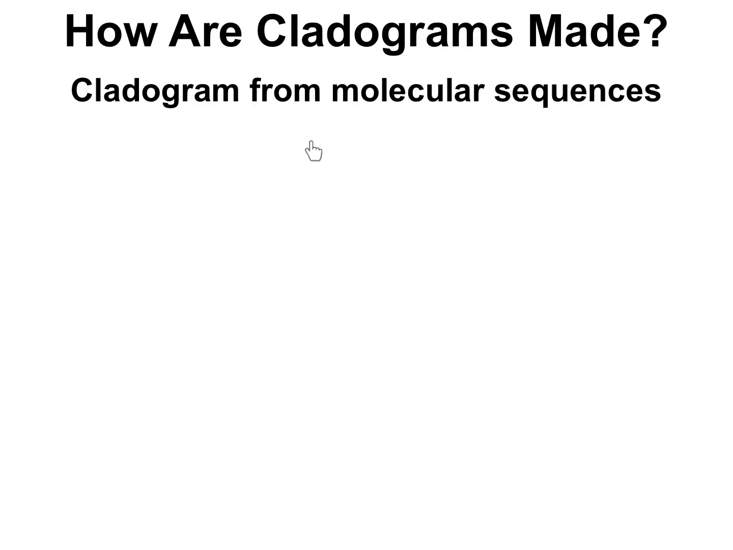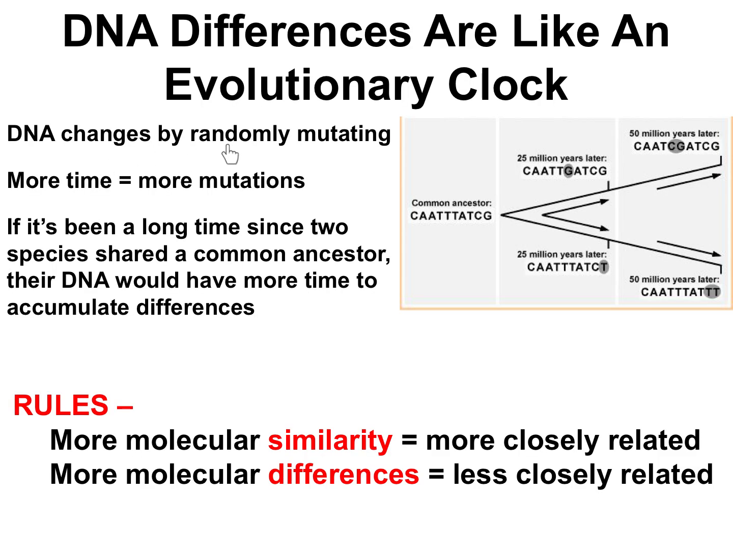Most cladograms nowadays are made by comparing molecular sequences. Now, this could be DNA or protein or RNA. Think of sequences as kind of a molecular clock. Remember, DNA accumulates random mutations. So as two species are separated, each species accumulates different random mutations. And over time, these differences accumulate. Some evidence suggests that the rate of accumulation is fairly steady, so the number of differences can be used to determine how long ago speciation events were.